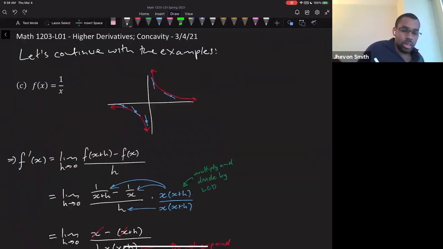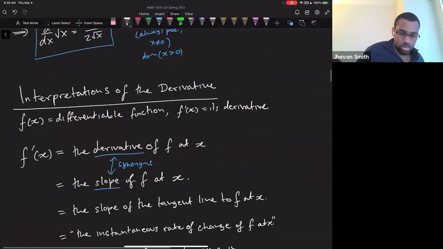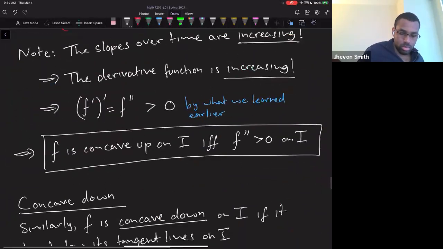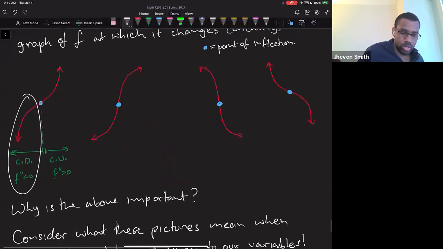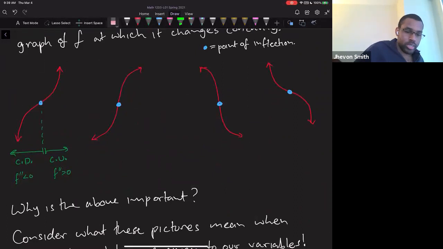Versus, if you're increasing and concave up, it means you're increasing, but you're getting bigger over time. The increments by which you're increasing is increasing itself, right? So you're increasing by more and more every time.